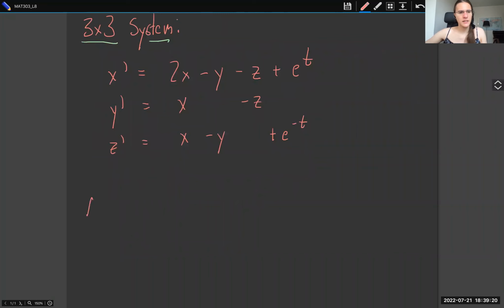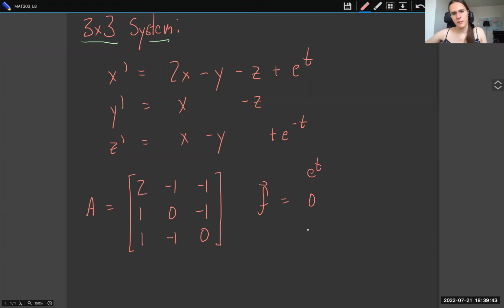So A is the matrix 2, -1, -1, 1, 0, -1, 1, -1, 0. And F is the vector e to the t, 0, e to the minus t.